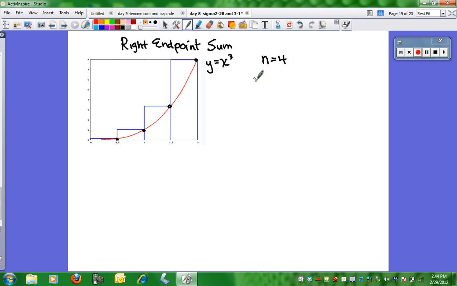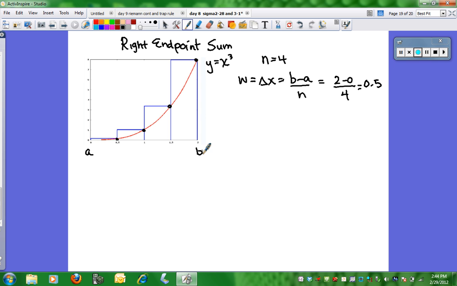And we still have our width, which is equal to delta x, and that formula is not going to change: b minus a over n. In this case, we're still going from 0 to 2. So our b and our a, the endpoints of our interval, give 2 minus 0 over 4, which is 1/2, or 0.5. Now we'll be staying on this right endpoint sum page, not flipping back and forth.